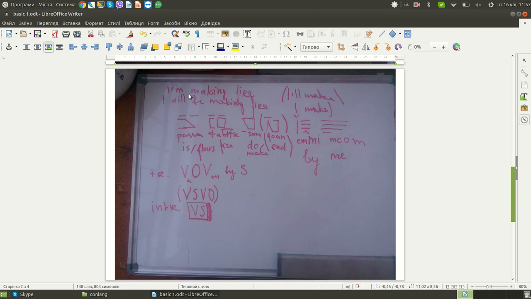So, I'm making fire would be pasa, hla, son, emmi, mum. So, is or flows, because the present tense of the verb to be, or is, is really a verb flows. So flow, because the verb isn't conjugated.